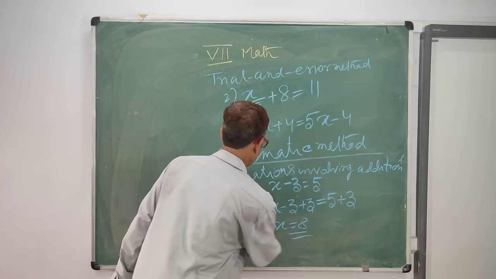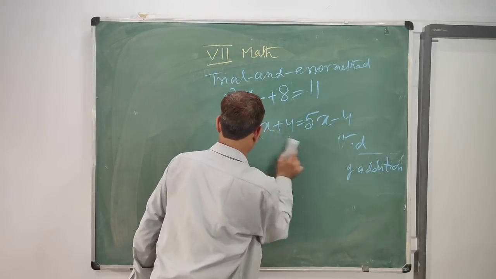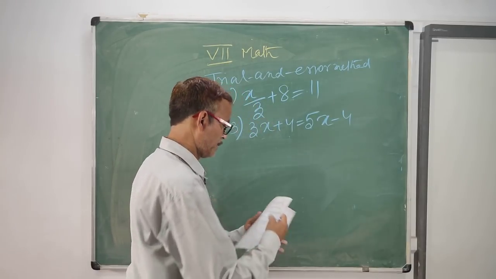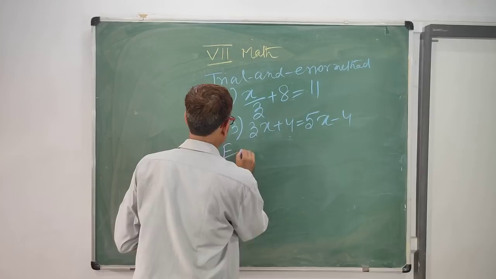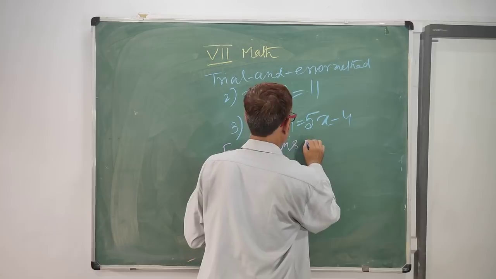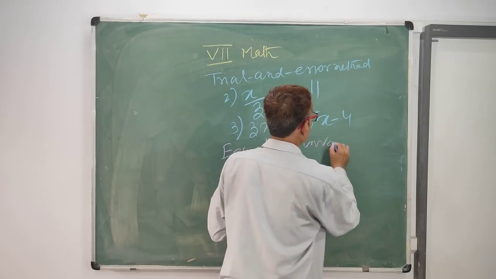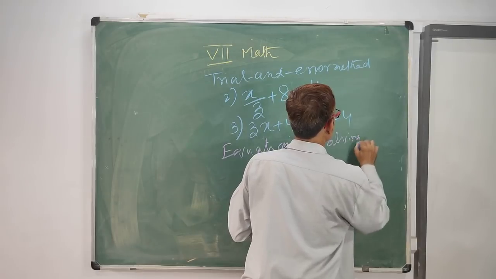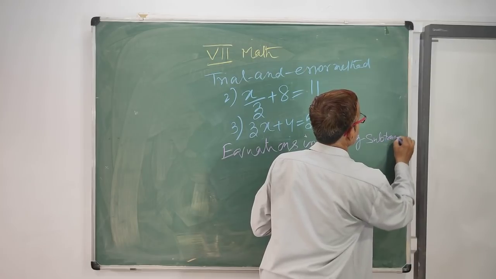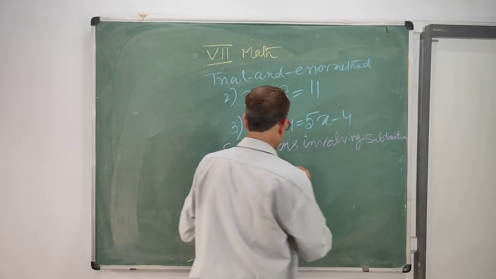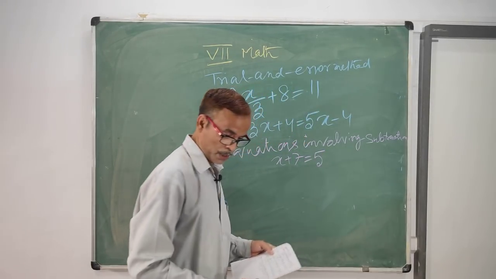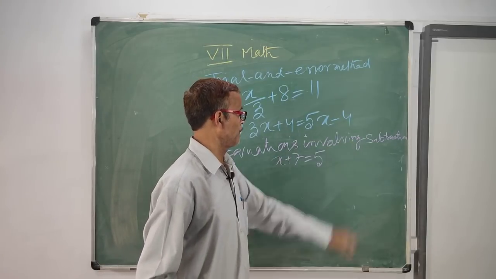Second is equations involving subtraction. Here the equation is x plus 7 equal to 5. Here the topic is equation involving subtraction.